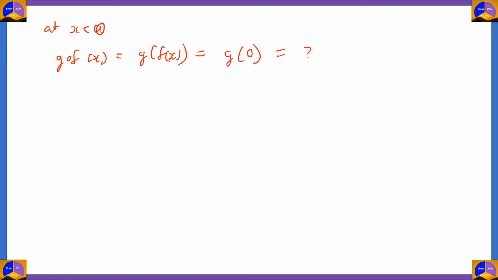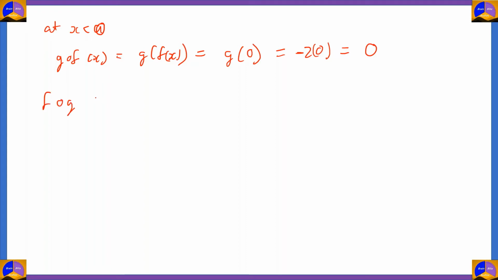Now let's find the value for g of f of x at x less than 0. So at x less than 0, g of f of x will be equal to g of 0, since f of x is 0 when x is less than 0. So that means it'll be 2 into 0 minus 2 into 0, because g of x when x is less than 0 is minus 2x. So it'll be minus 2 into 0, which is 0.